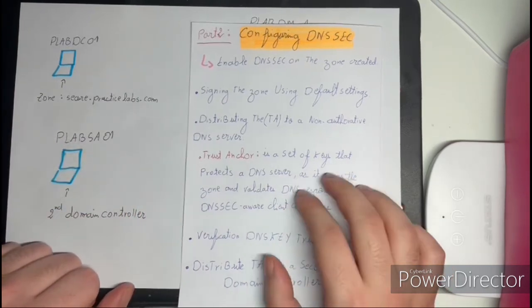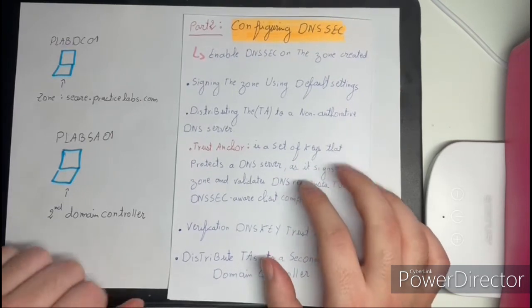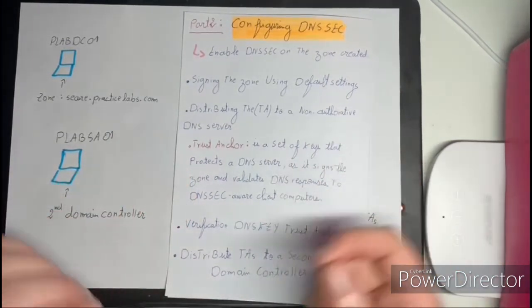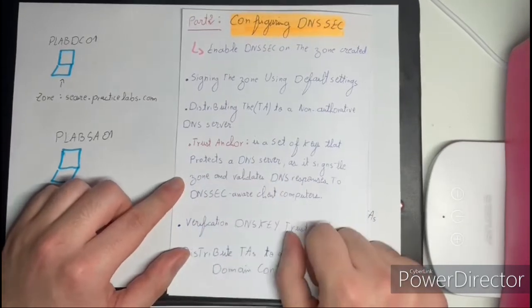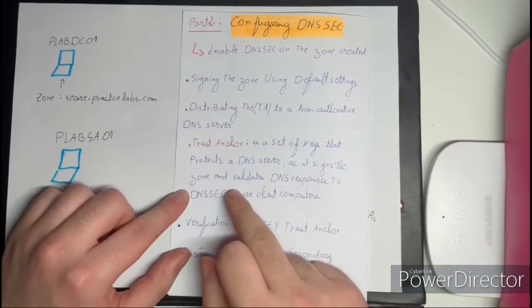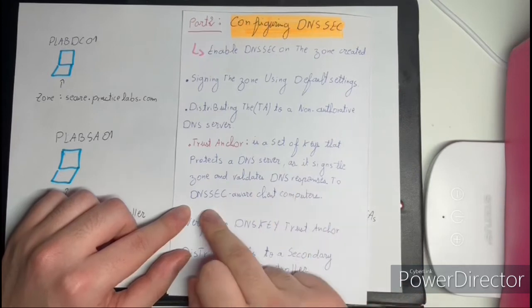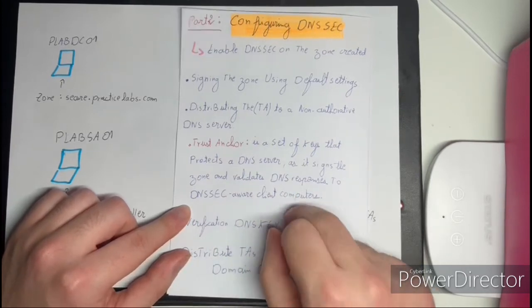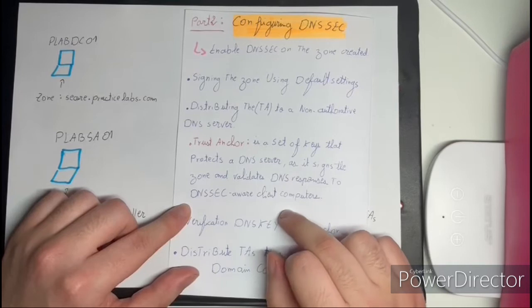So I know that you might be wondering what a trust anchor is. It's simply a set of keys that protects the DNS server as it signs the zone and validates DNS responses to DNSSEC over the client computer. Yeah, you need to emphasize this point.